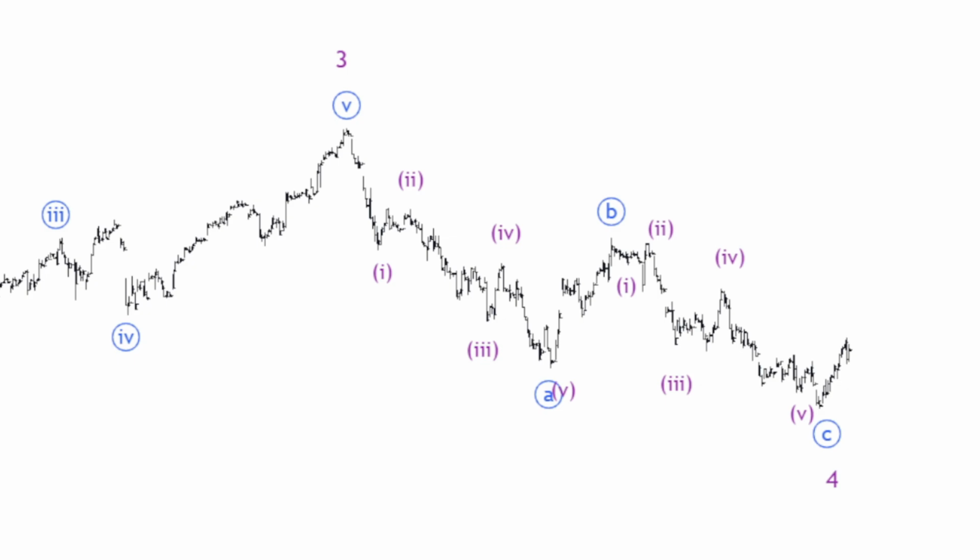However, there is an outside chance that this ABC zigzag is just a wave of a wave 4 triangle. If so, it will consume so much time, but for now it is a very low probability count. We will stick with the main prime count that the wave 4 correction is complete as an ABC zigzag.